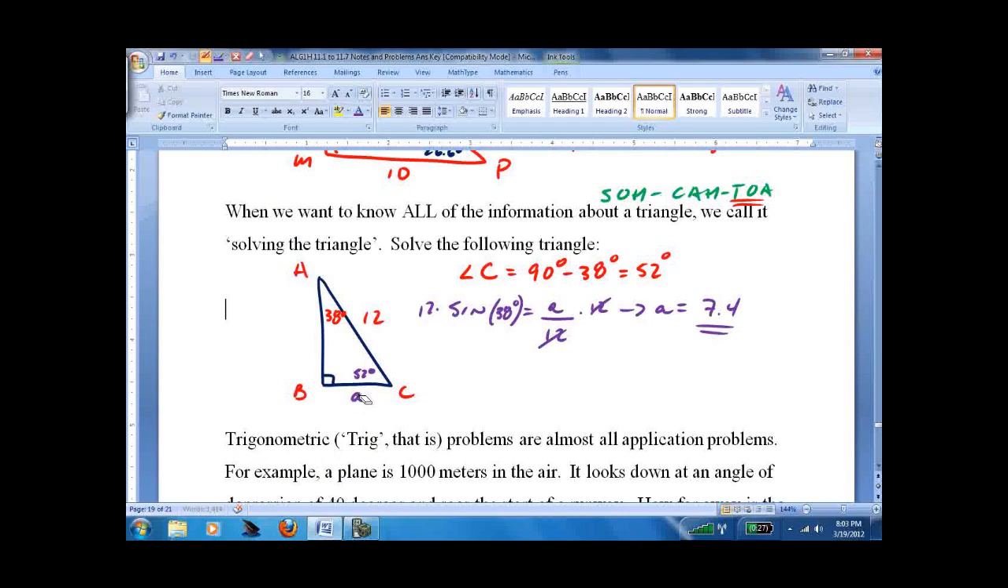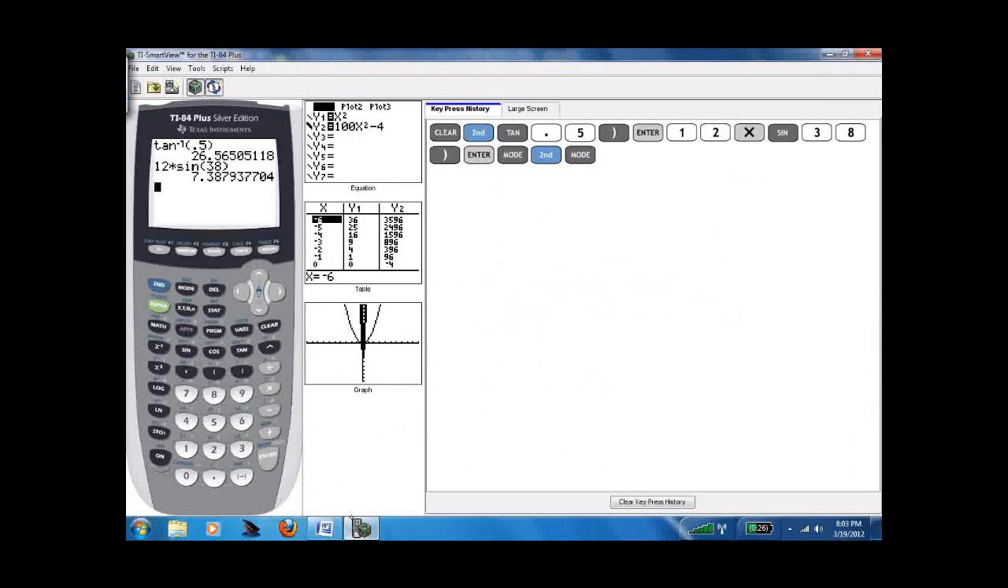So this is 7.4. Now at this point we have an option. We can do 3 or 4 different things. We could do a squared plus b squared equals c squared. We could do sine or cosine of different angles. Let's do cosine since we've already done sine. And let's use 38 degrees again. And that would be c over 12. Again, multiply by 12. C equals 12 cosine of 38, 9.5.